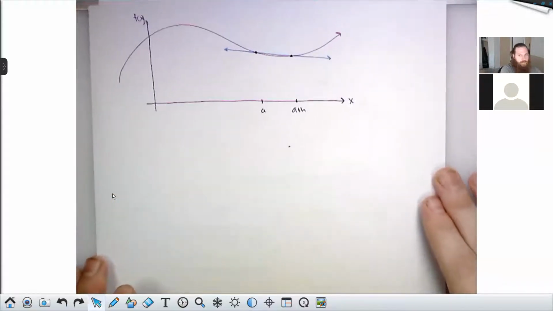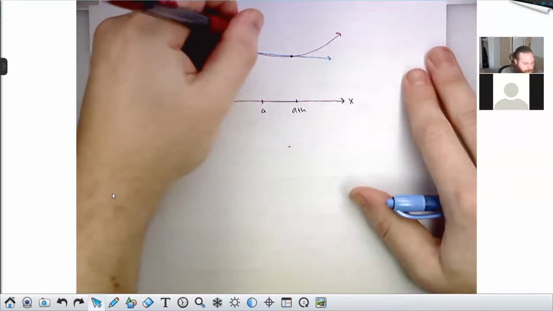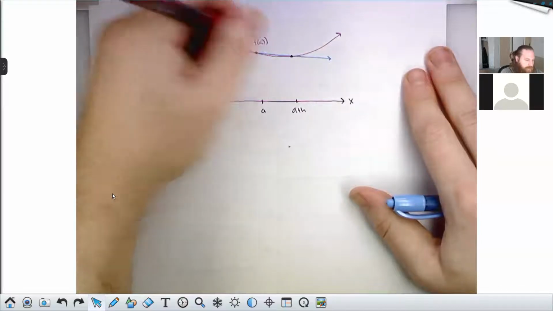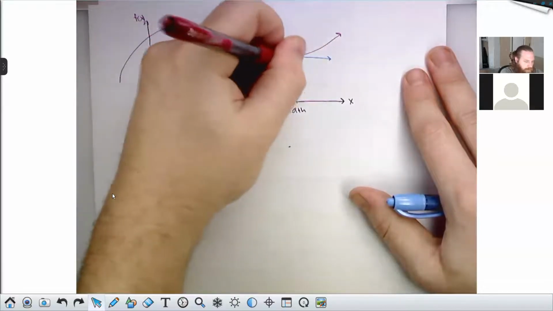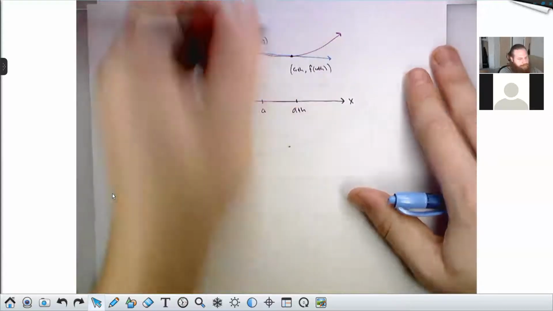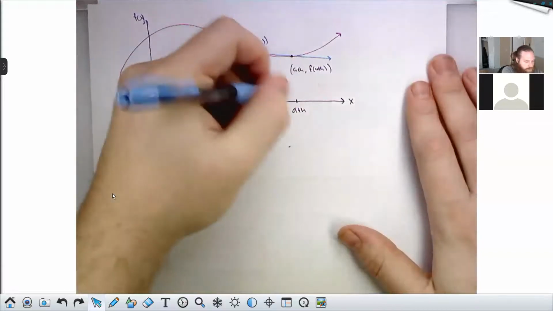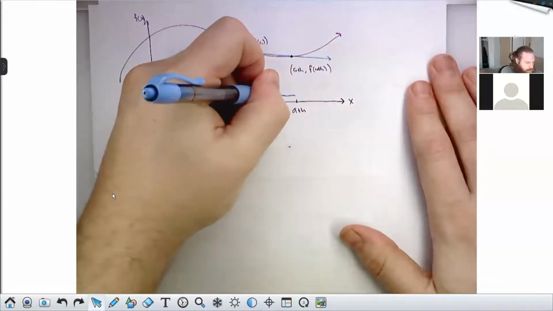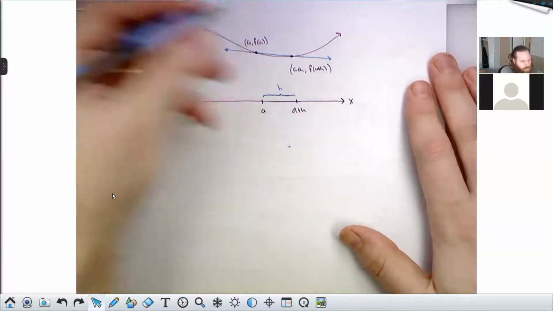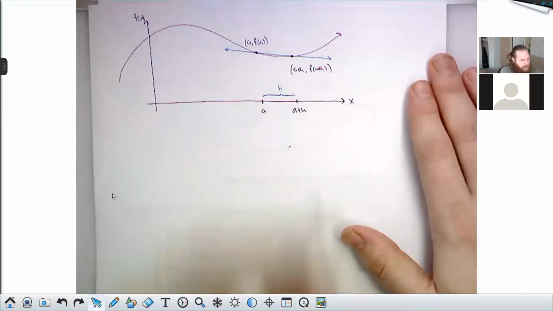Okay. So I still have my point up here, a comma f of a. And the point here would be a plus h comma f of a plus h. The horizontal distance between those two points, the run, is just h. And here's the idea. So this thing here is called a secant line.